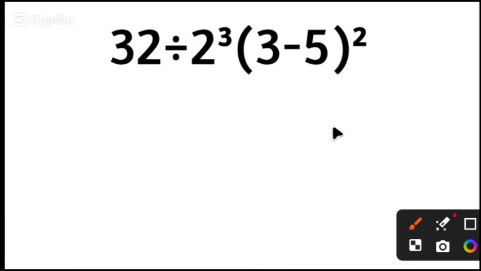This equation causes confusion on the internet because people usually get two different answers. Can you solve it? Put the correct answer in the comment. Let's solve it together.